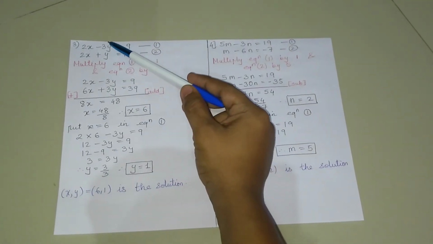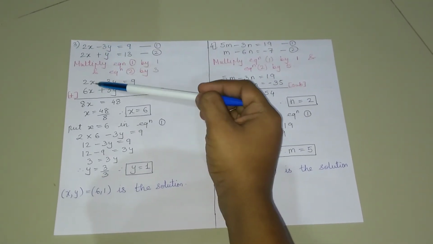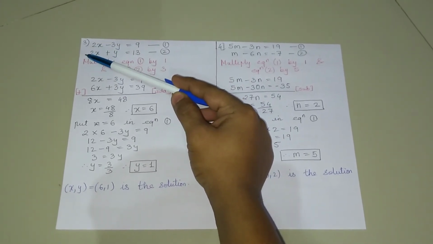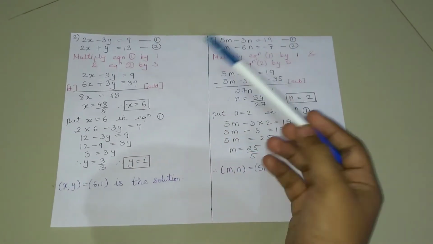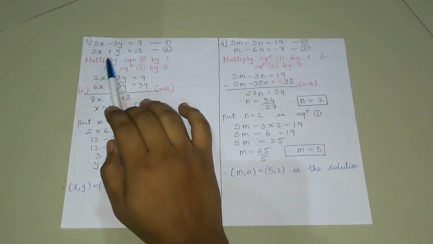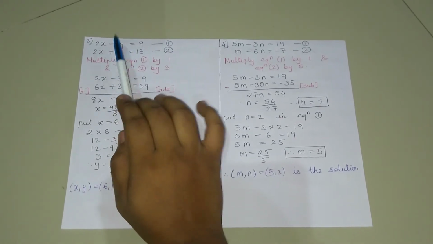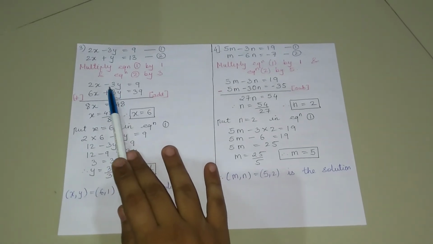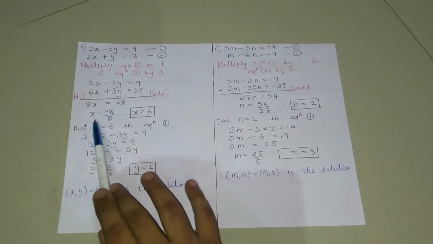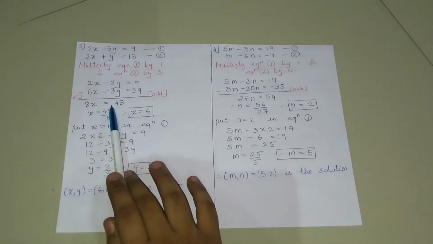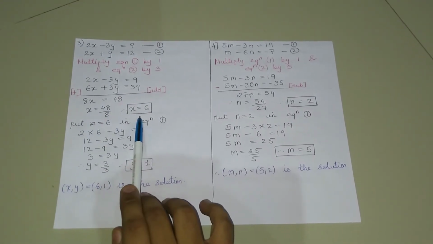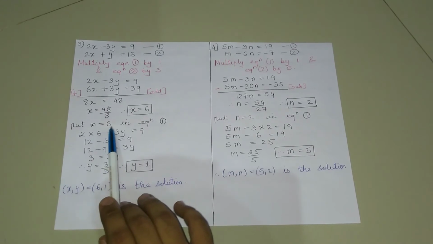Here we can make this term the same and solve further, or else we have this same term, so we can directly subtract and solve. It's up to you, you can use any one. I have made the same pair of this one. So by adding, now we have the same pair and opposite signs, so we can add both equations. This is 8x equal to 48. So x is equal to 48 upon 8, we get the value as 6. So put x is equal to 6 in equation 1.